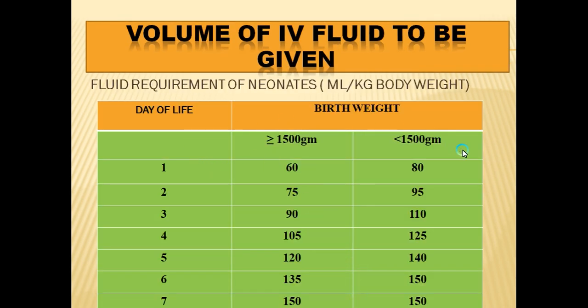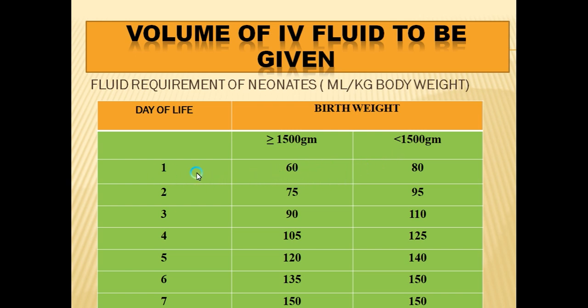Now we see a very important topic, the volume of IV fluid to be given. This is a very important chart, and this is what we need to remember. What is the heading? Fluid requirement of neonates, ml per kg body weight. So this much ml per kg of body weight. Here is the day of life, from day 1 to day 7, and we have only two groups: either the baby is less than 1500 grams, or the baby is equal to or more than 1500 grams.